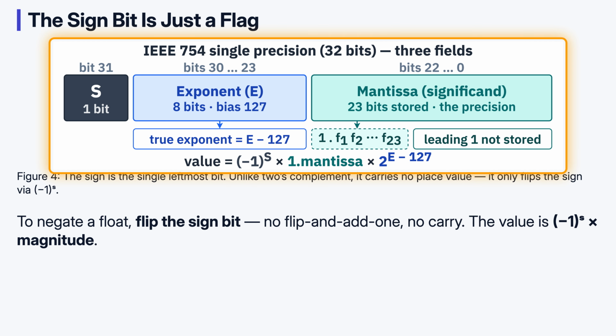The sign bit is simpler than anything in Chapter 3. In 2's complement, the top bit carried a negative place value and interacted with the arithmetic. Here it does not. The floating point sign bit is a pure flag sitting alone at the far left. It just picks the sign through -1 to the power s: when s is 0, that is +1. When s is 1, that is -1. So to negate a floating point number, you flip that 1 bit. No flipping every bit, no adding 1, no carry. The value is -1 to the power s times the magnitude.